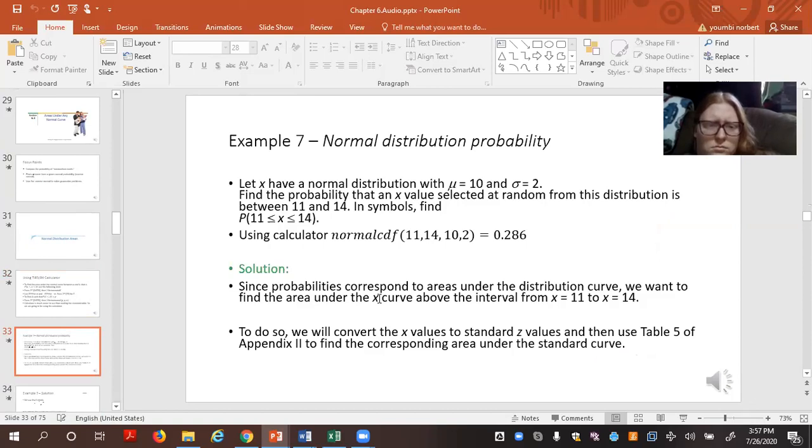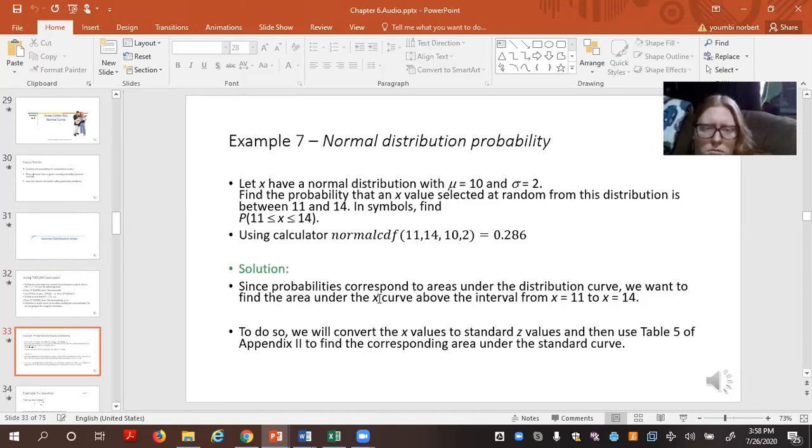Let X have a normal distribution with a mean of 10 and a standard deviation of 2. Find the probability that an X value selected at random from this distribution is between 11 and 14. So what we are going to do is we go to second, VARS, two is between 11 and 14. So the lower value is 11. The upper value is 14.